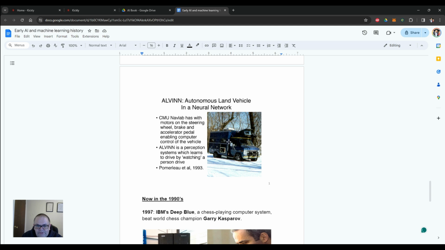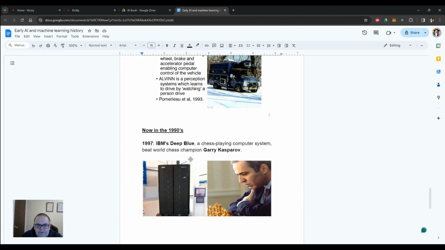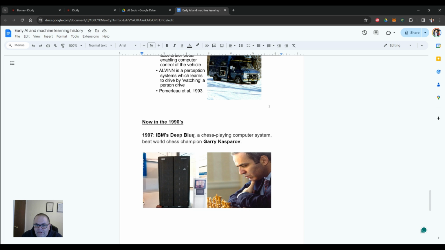Now, this is an example here of a vehicle using the ALVINN autonomous land vehicle neural network. Basically, the steering has motors on the wheel, the brake, the accelerator pedal, enabling the computer control of the device. It basically just learns the way that you drive the vehicle, and it can control the vehicle itself. That was from 1993. Now in the 1990s, IBM's Deep Blue chess playing computer system beat world chess champion Garry Kasparov.